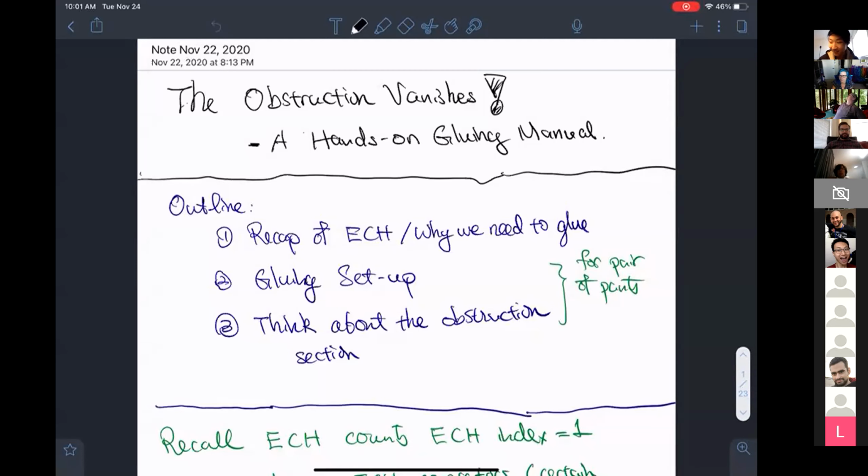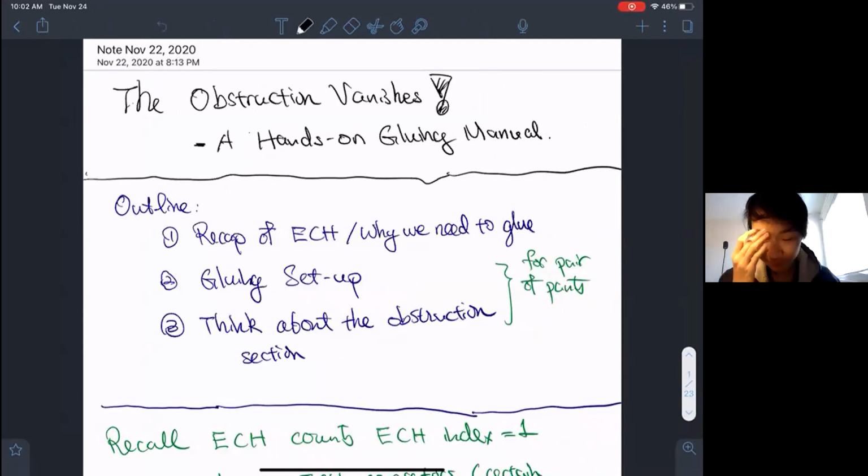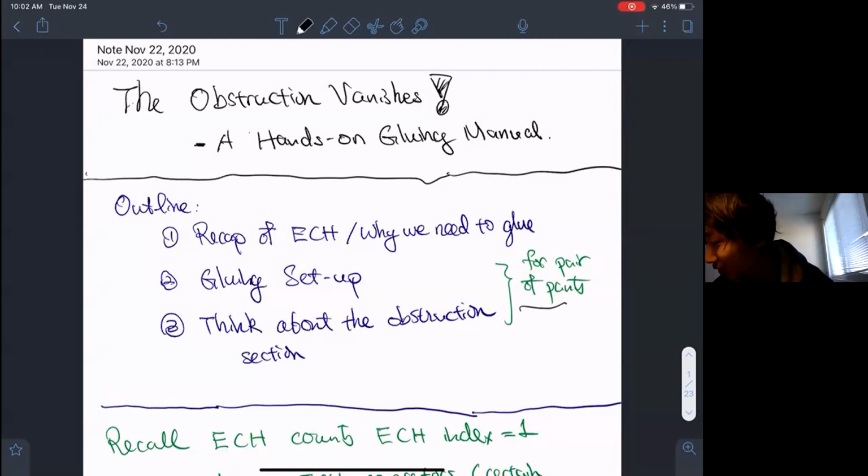Okay. So the coefficient's 1, by the way. So in this talk, I'll give some indication of how the analysis goes to show the obstruction actually vanishes. I'll do it only in the simple case for the pair of pants. And so the outline: I'll first give a recap of ECH and why we need to glue. And then I'll set up the gluing, and then we'll think really hard about the obstruction bundle, the obstruction section. I don't know how long this talk is. Hopefully it will be neither too long nor too short, but we'll see.